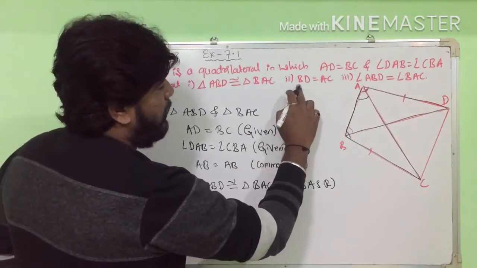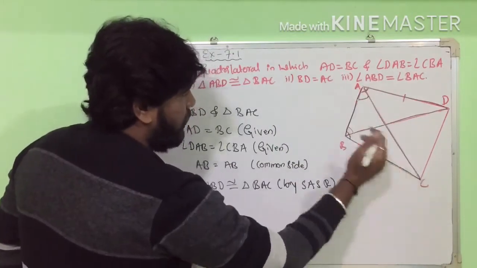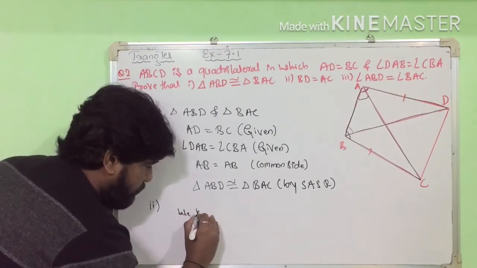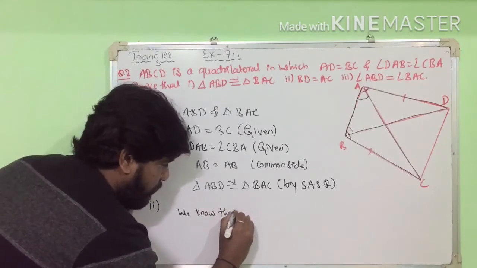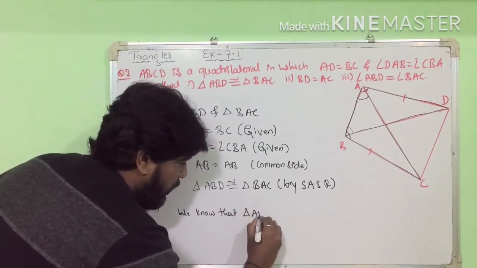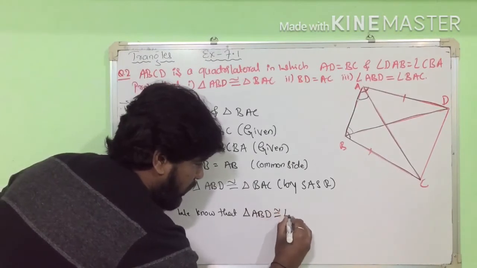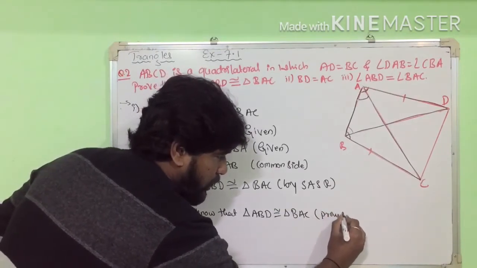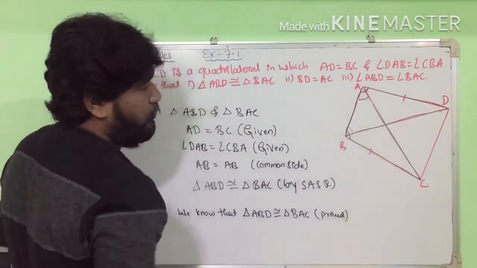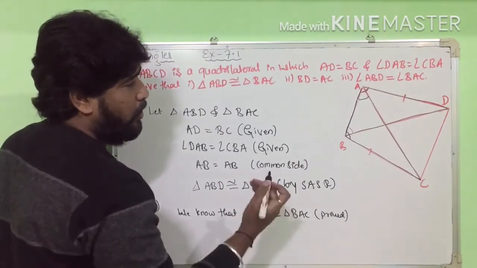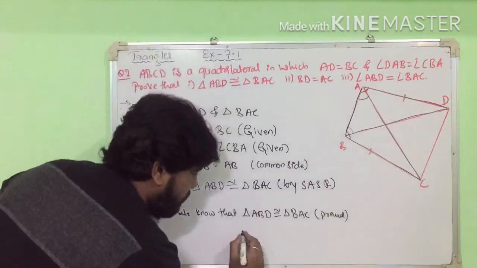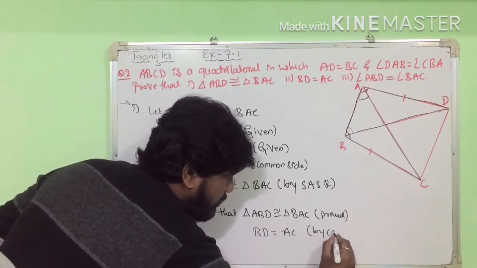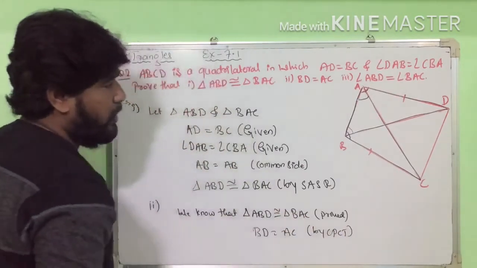Then the second one, we want to prove here BD is equal to AC. So we know that the triangle ABD is congruent to the triangle BAC. Already we proved this one, right? So these two triangles are congruent to each other, means their corresponding parts are equal. It means BD is equal to AC by CPCT, corresponding parts of congruent triangles.